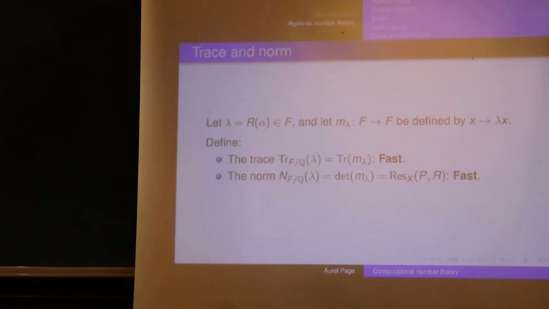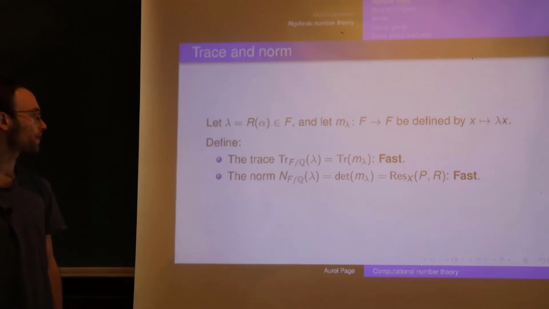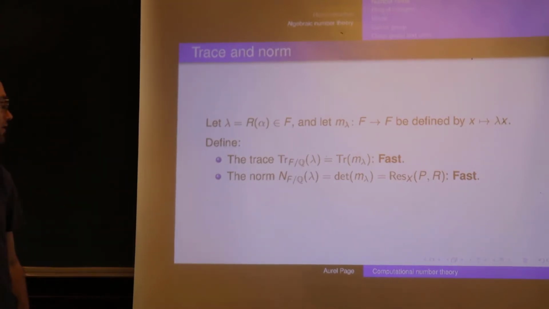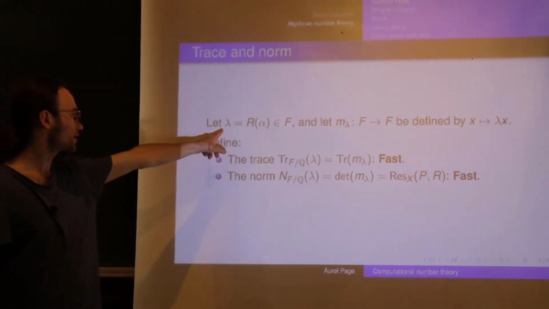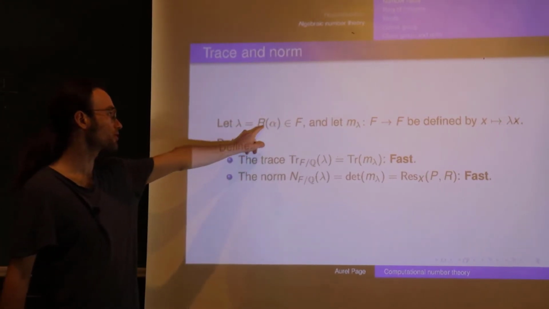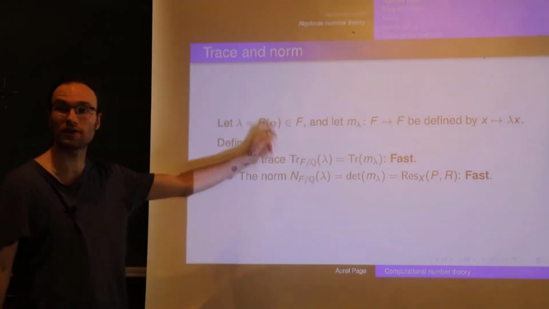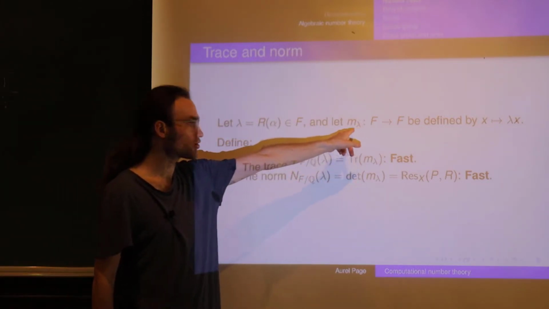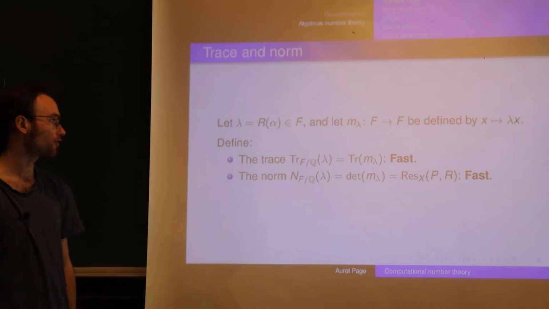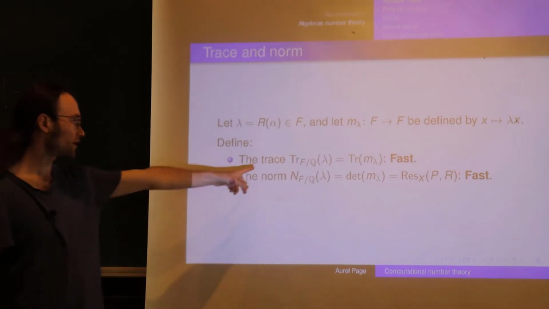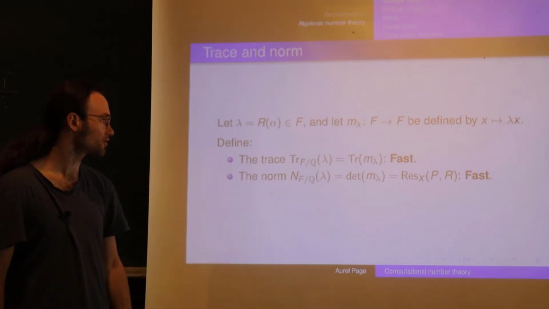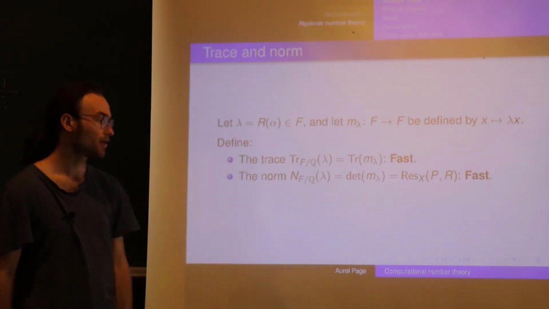Okay, one extra basic operation on elements, that's trace and norm in number fields. So if you take lambda, an element of f, which I will represent by a polynomial in alpha, and we think about the multiplication by lambda map on f, then this allows us to define the trace and the norm of lambda by taking the trace and determinant of this endomorphism.